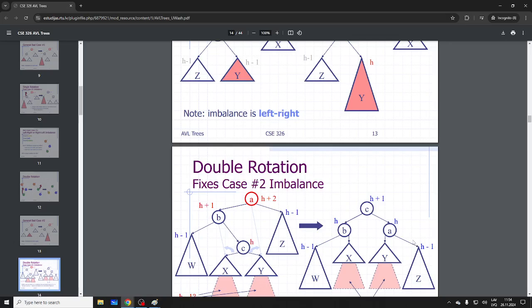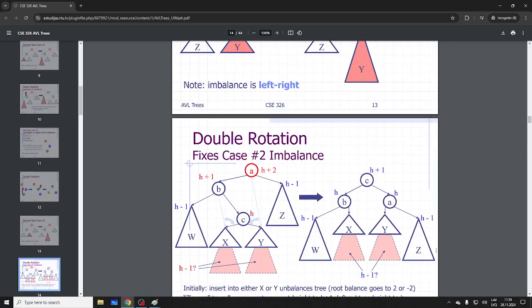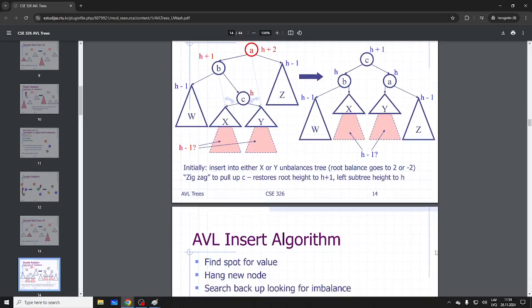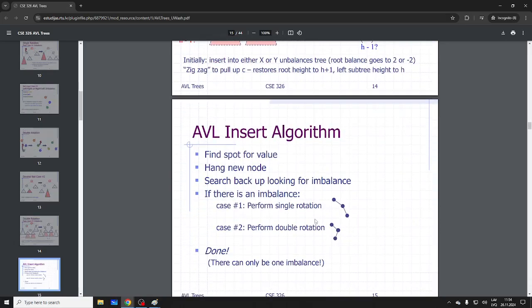So again, only two rotations. It looks really ugly, right? To me. But it is actually not so bad, two rotations basically. So that's the algorithm. Find a spot for the value, hang the new node, and you search back for imbalances, right? So there can be only one imbalance. That's amazing actually. So that's kind of cool, right? Single rotation, double rotation, and that's it.